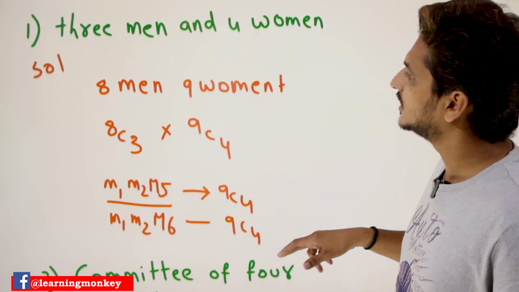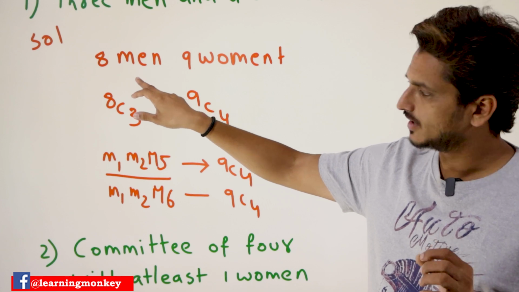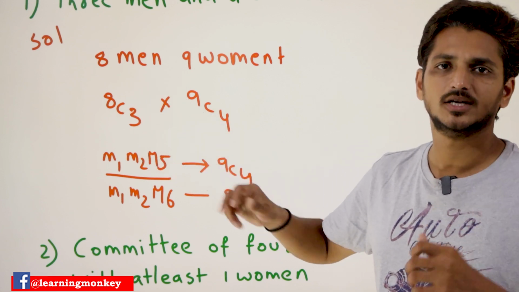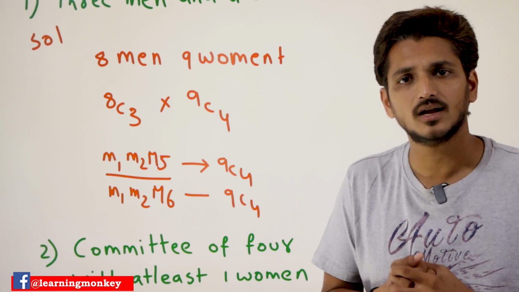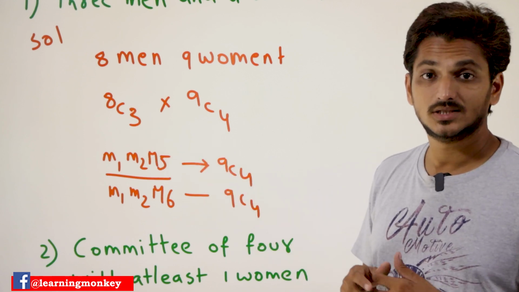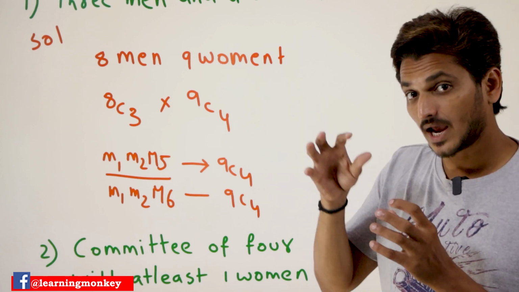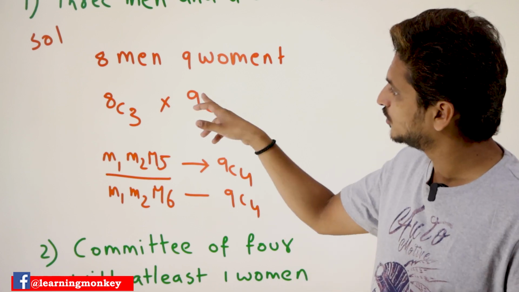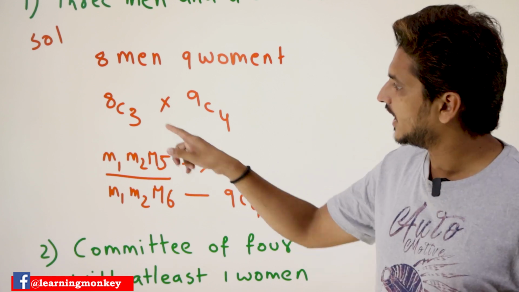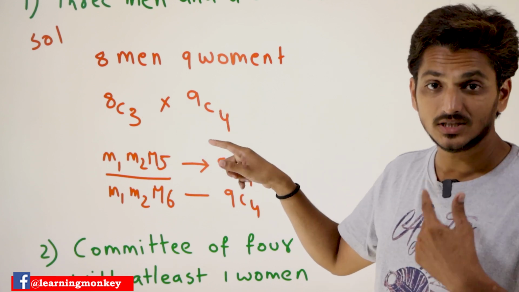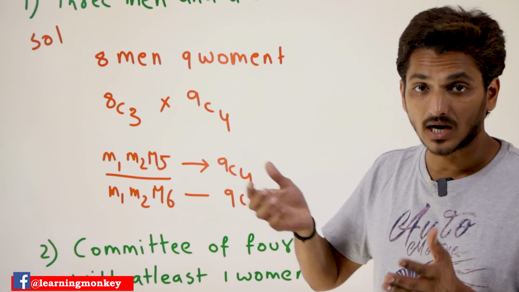From the given question, it was mentioned that 8 men are there and 9 women are there. From 8 men, you can select 3 of the men. What is the formula for selecting 3 men out of 8? 8C3 ways. Similarly, you have to select 4 women out of 9. From 9 women, if you want to select 4 women, you can do it in 9C4 ways. Total committees are 8C3 multiplied by 9C4. These are the total selections we are going to get. Why multiplication in between? That is the point you need to understand.